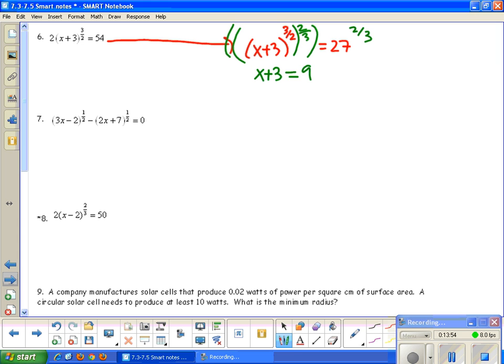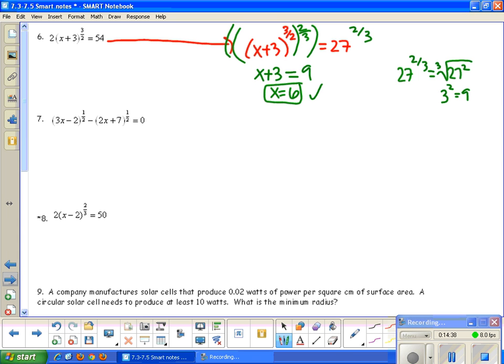We get 9. And that makes sense because if you were to rewrite 27 to the 2/3, remember that in radical form would be the cube root of 27 squared. So the cube root of 27 is 3, and 3 squared is 9. So that's where that 9 comes from. Now I'm not done because I want to solve this. So when I solve, I get -3 and x is equal to 6. I'm not done though because I want to make sure to check my answer. When I plug 6 in there, 6 plus 3 is 9, and if I do 9 to the 3/2 power, I get 27, and 27 times 2 is 54, so this checks out.